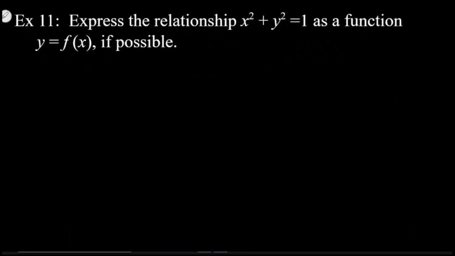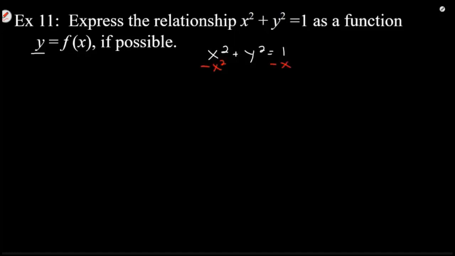Express this relation as a function of y equals f of x if possible. So we want to get the what by itself? They're telling us to get the y by itself, right? So what would we do first? Subtract x squared. So that cancels out. We've got y squared equals 1 minus x squared.